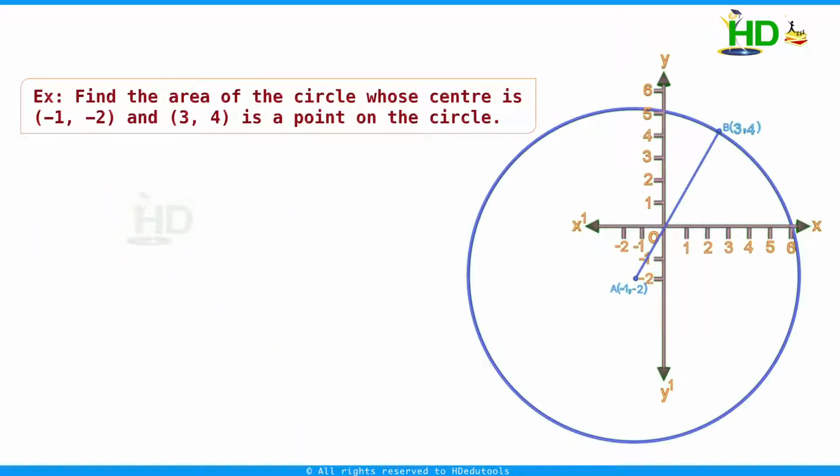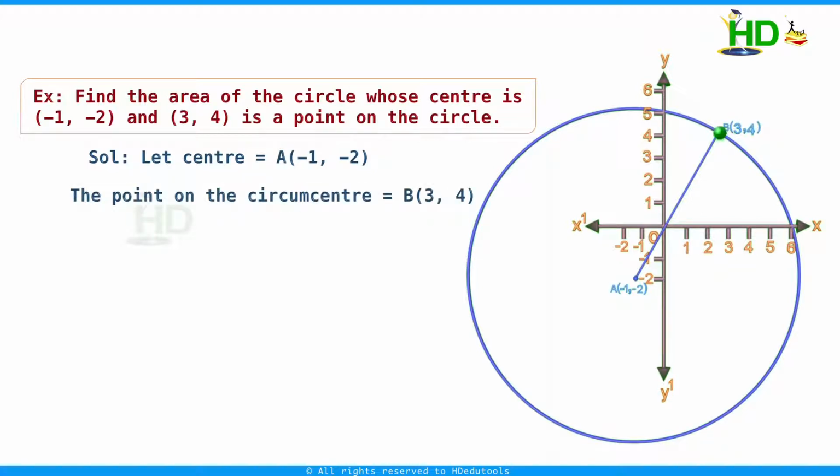We take another problem. Find the area of the circle whose center is -1, -2 and 3, 4 is a point on the circle. Now the center of circle is given as -1, -2 and 3, 4 is a point on the circle. Therefore, the distance between these 2 points is the radius of this circle. Therefore, radius is the distance between these 2 points.